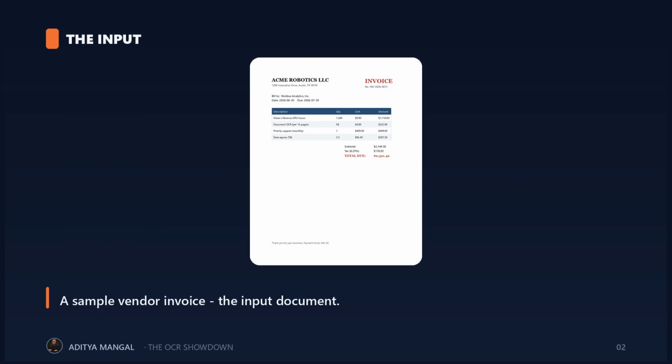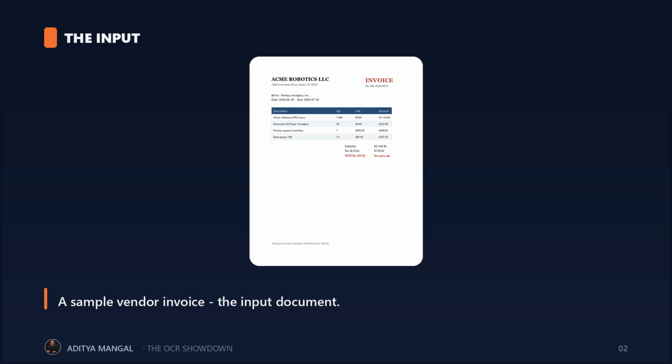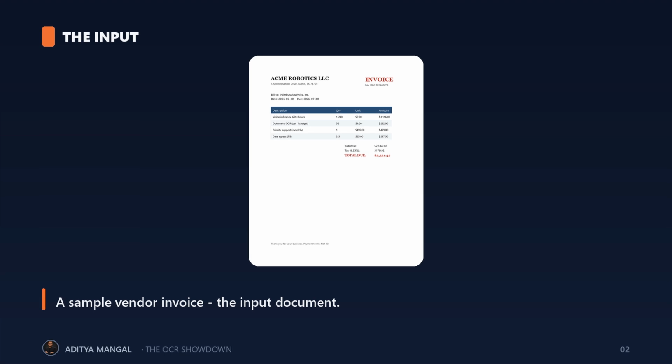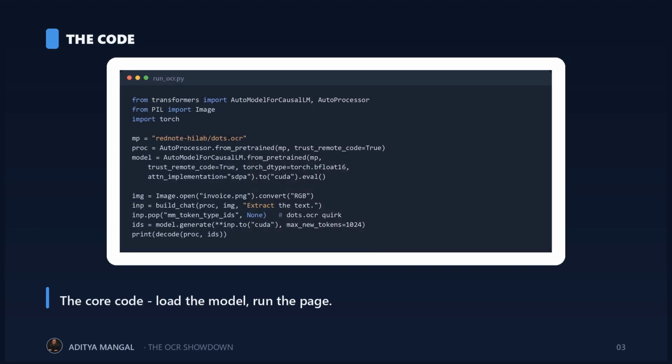Here's the document both models face. A sample vendor invoice with a header, a bill-to block, a line item table, and totals. The interesting part for dots.ocr is that table, because a real structured parsing model shouldn't just read the cells. It should preserve which value belongs in which column. This same invoice goes through every model, so it's an even test. And here's the code for dots.ocr.